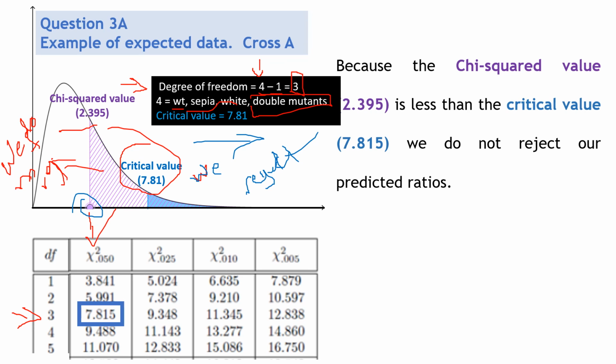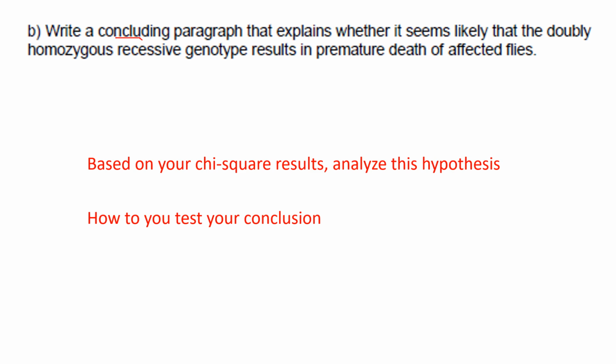So pretty easy. And now to finish, I want you to write for 3B a concluding paragraph. You don't need to write the history of genetics and write 20 pages. I just want you to write a concluding paragraph. For example, based on your chi-square results, you tell me, in question 2, I don't reject the null hypothesis. And in question 3, for the thing that we did, we didn't reject it either. So based on that, what can you say?